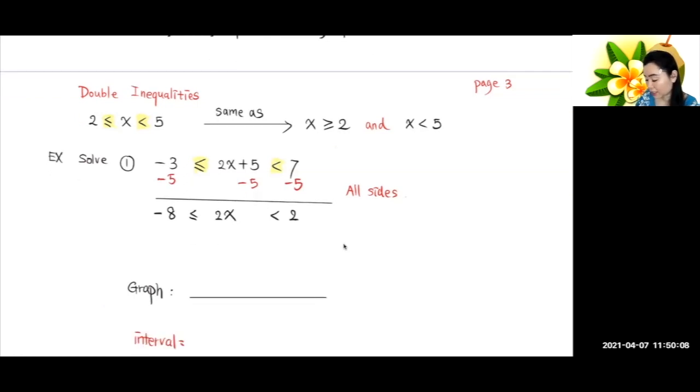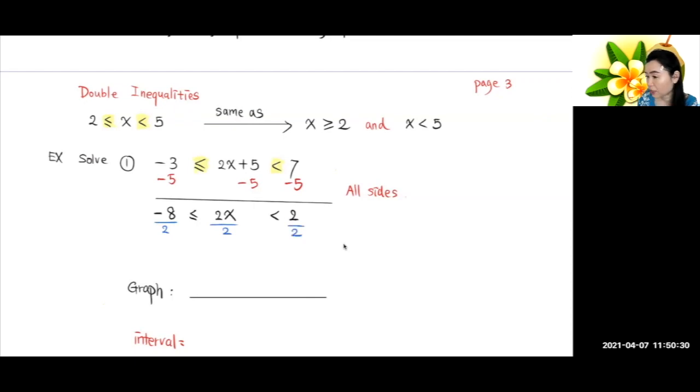Now you got this. What's the next? So notice that whatever operation you perform, you have to perform on all sides, okay? Now, after that, what do you do to isolate this x? Divide all sides by 2. Yeah, divide all sides by 2.